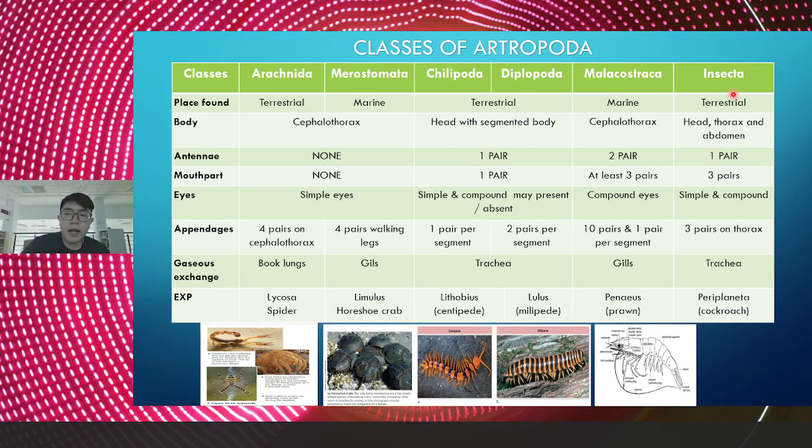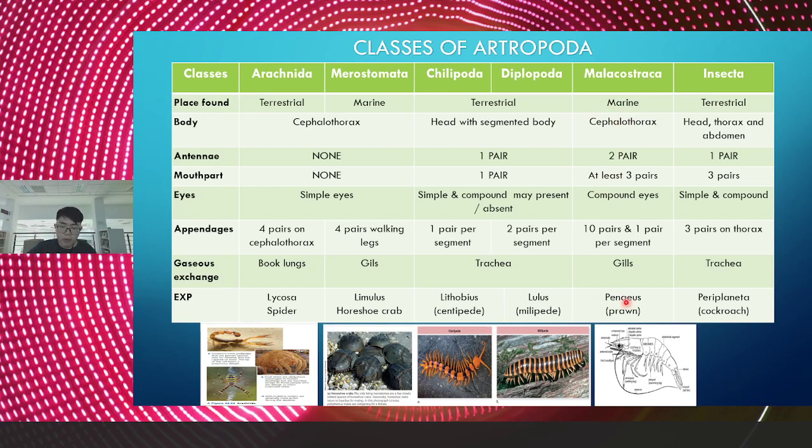But if I remember correctly, the Oxford book gives another name, called Crustacea. Malacostraca is under Crustacea. But if you refer to the Campbell book, actually there is no term Crustacea at all. So from my experience, I prefer Campbell.